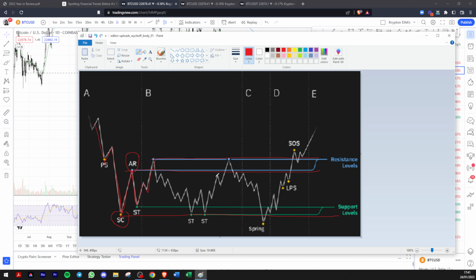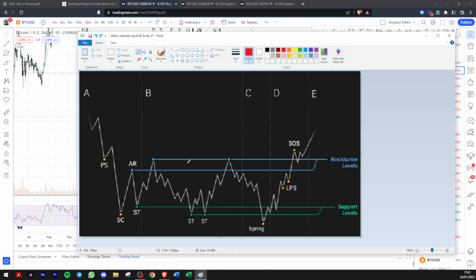So what you see from here is that this range is formed, and you see the spring, so a bear trap, that usually forms the final ending of the accumulation zone into new highs, and then eventually the distribution.